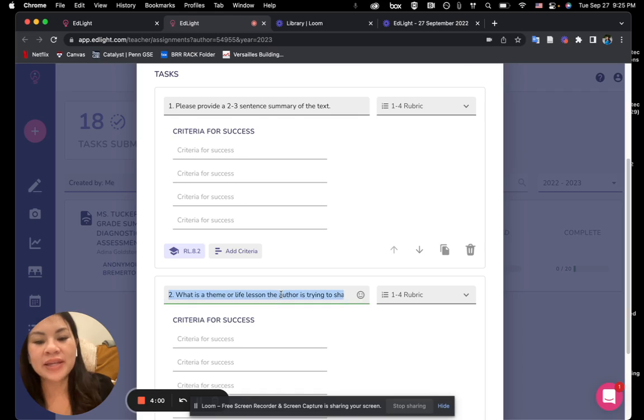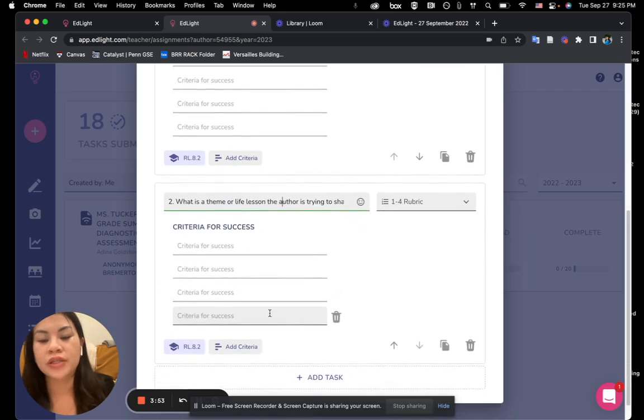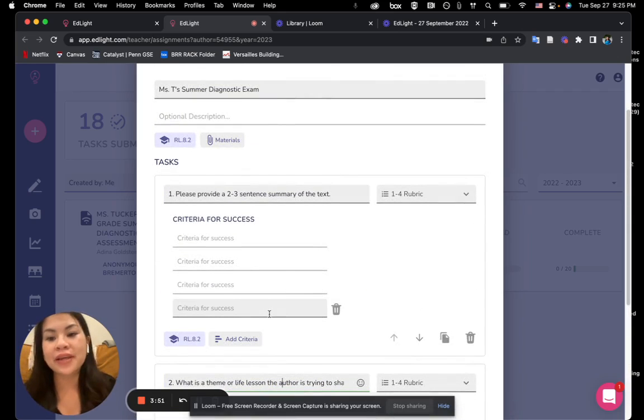So the second question asks what a theme or life lesson the author is trying to share is. So that's also Common Core standard number 2. So we're really thinking about Common Core standard number 2 here.